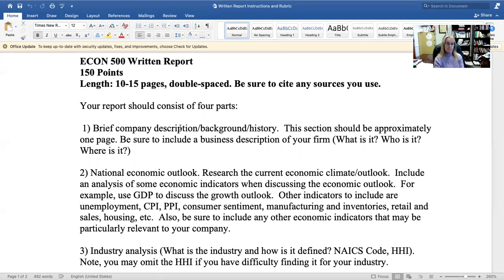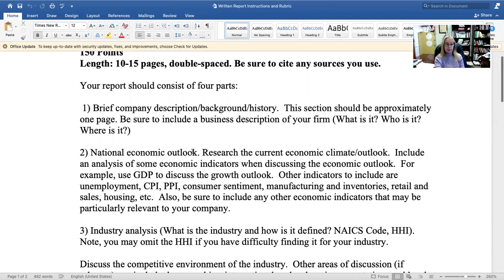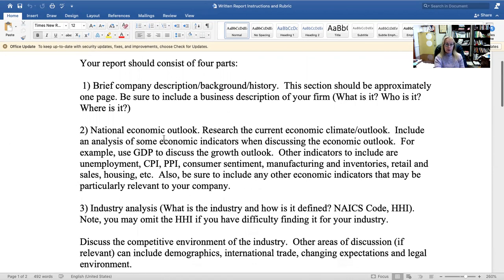All right, so the report consists of 4 parts. The first part should not be more than about a page. It's a brief company description. Talk about the company, its history, its background. Think about who the firm is, what they do, where they are. Then section 2 is basically a macro view of the company and the industry.